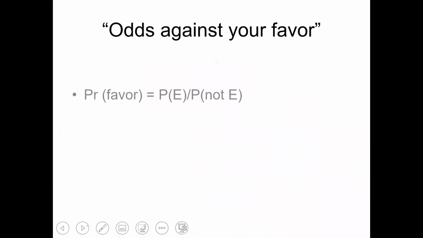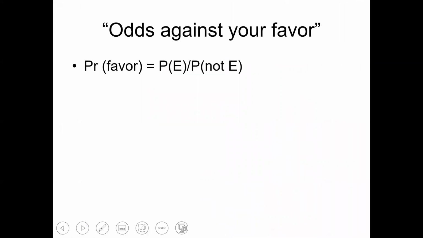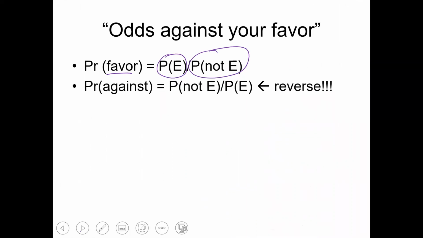So just as a recap, remember the odds in your favor is the probability of rolling whatever it is you're going to roll divided by the probability of not rolling that number. The odds against is the probability of not rolling event E divided by the probability of rolling E.